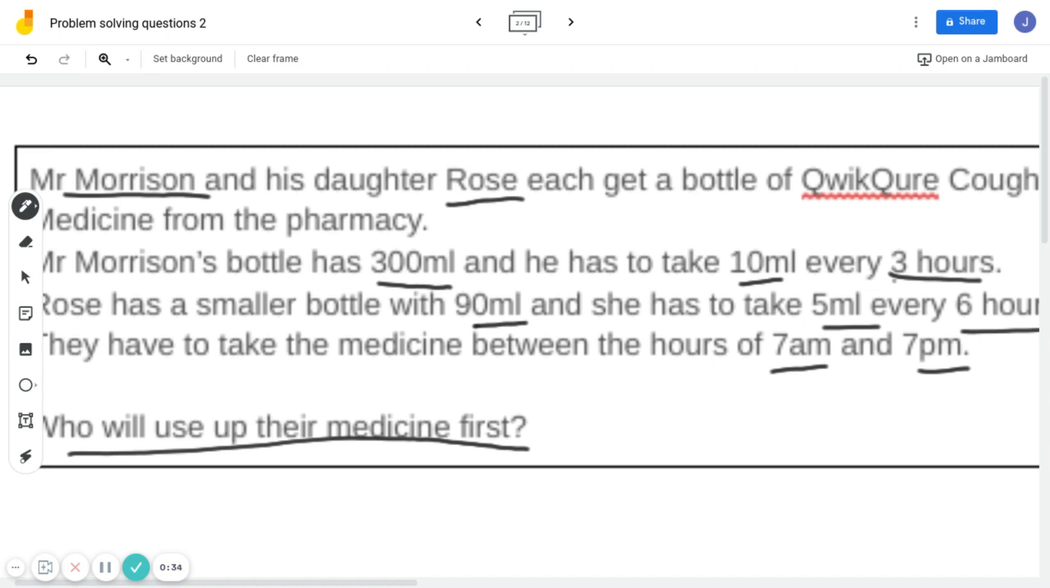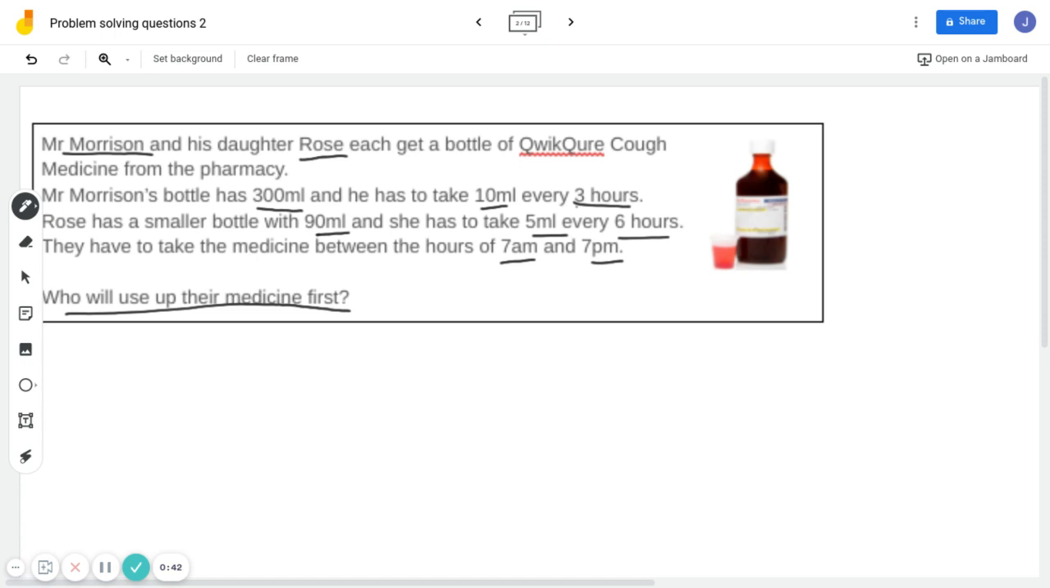All right. So, let's work through this now. You zoom out. So I'm going to start with M for Morrison here and R for Rose. Okay. So let's just work through what one day would look like. They would start at 7 a.m. and they would both take their medicine.